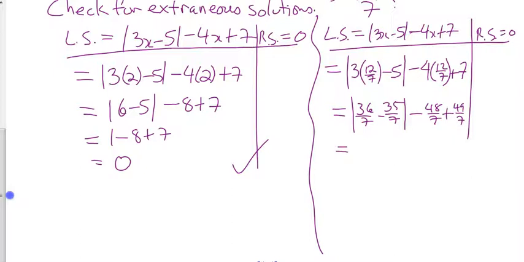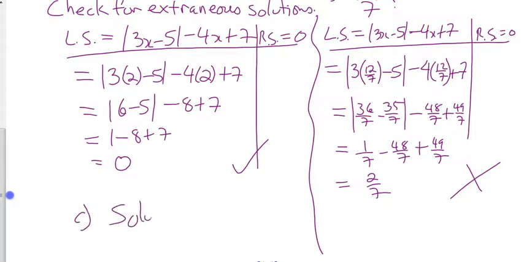So what does this work out to? 1/7 minus 48 sevenths plus 49 sevenths, which is not 0. So that's an extraneous solution that was introduced by our method of solving. So the solution is x equals 2, or the solution set is the set consisting of the number 2. Any questions on this particular one?